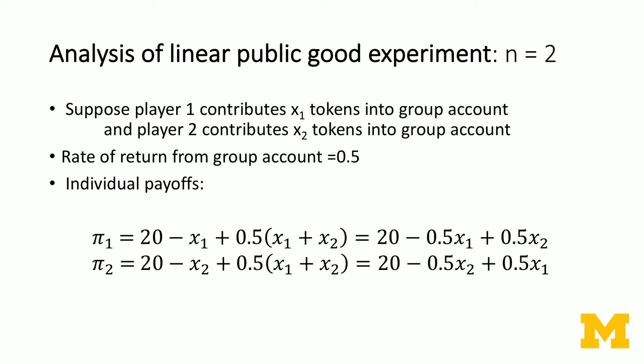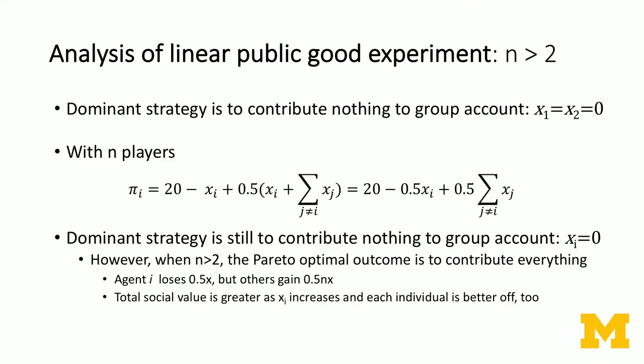So the more player two contributes, the more payoff you will have, and the more you contribute, it's a net subtraction from your payoff. So we say that in this case, no matter what player two does, the dominant strategy is to contribute nothing to the group account. This is true for both player one and player two, which means that x1 equals x2 equals 0.